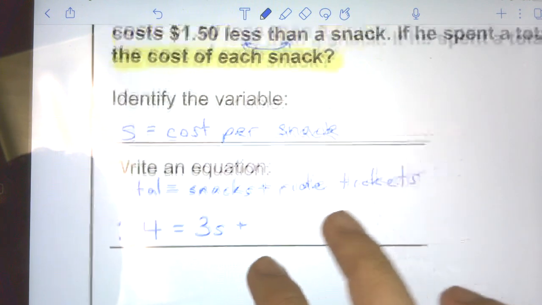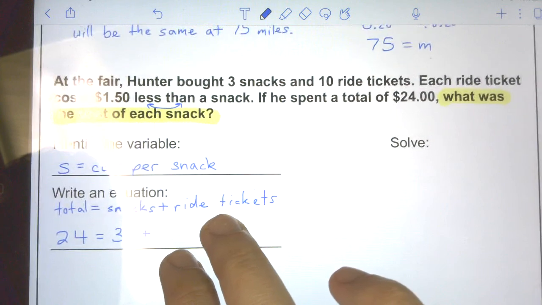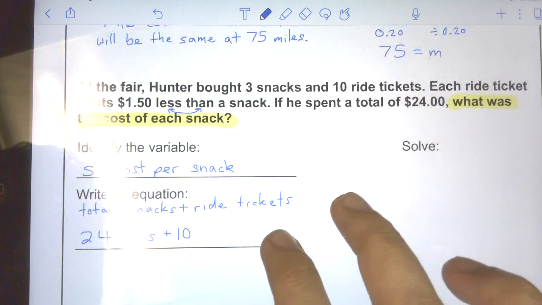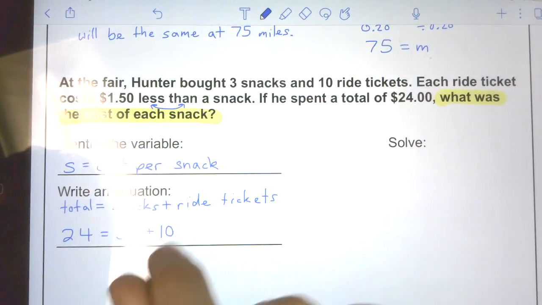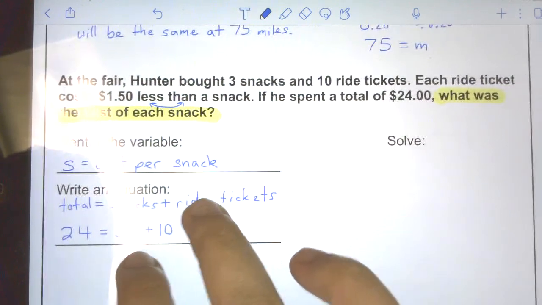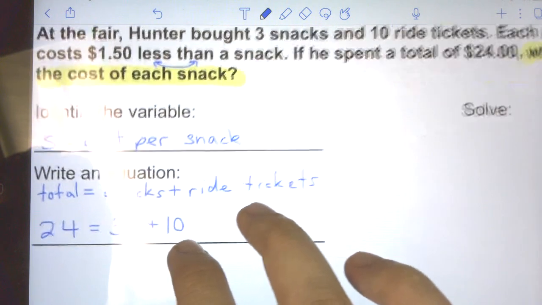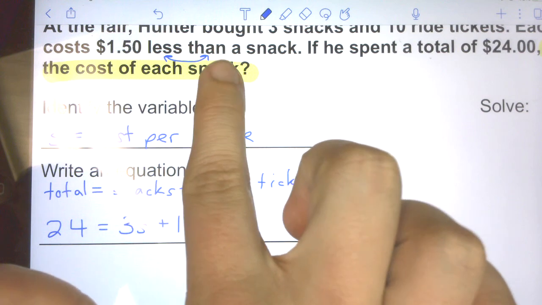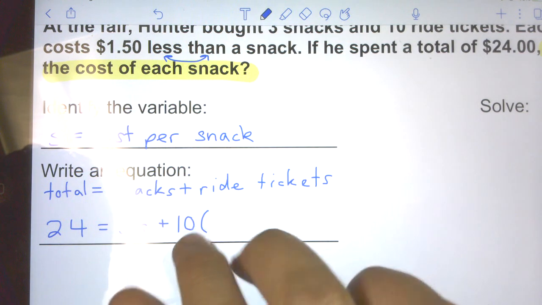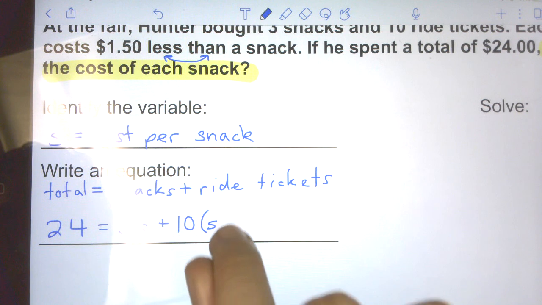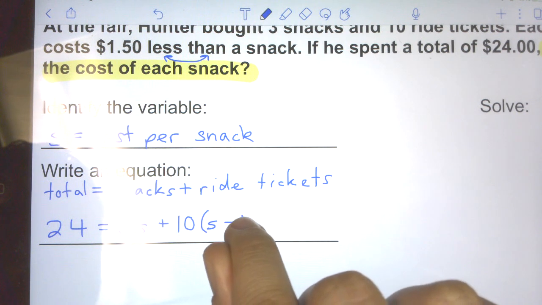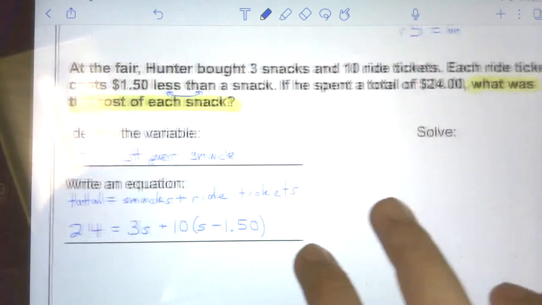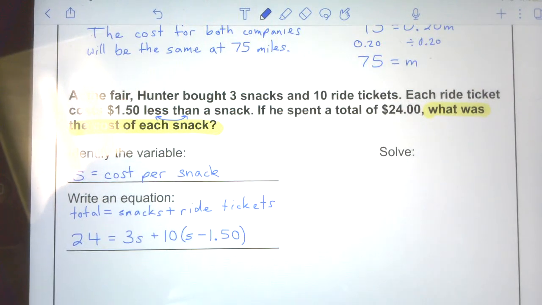The ride tickets, he bought 10, and each ride ticket costs $1.50 less than a snack. So what I'm going to say is, $1.50 less than a snack. Remember, that's a turnaround word. So I'm going to take the S, the snacks, minus the $1.50. Okay. That is at least how my brain processes this one.